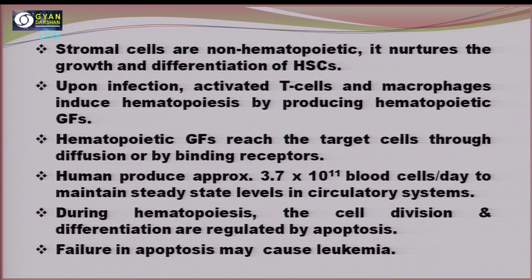And during hematopoiesis, the cell division and differentiation are regulated by apoptosis. So apoptosis is another very important phenomenon, or you can say it is a mechanism to regulate the population of the various cells inside the bone marrow. The failure of apoptosis may cause leukemia. If apoptosis does not take place properly, the cells will not be reduced inside the body, so ultimately cancer and leukemia will result.